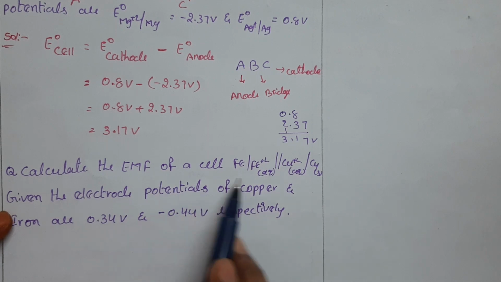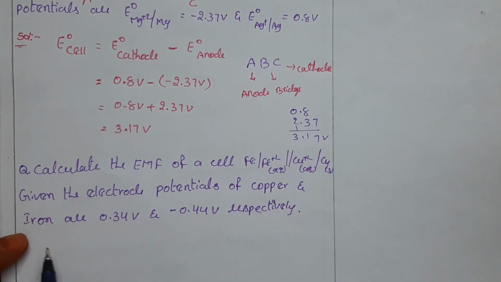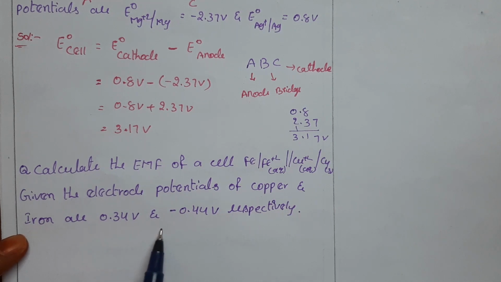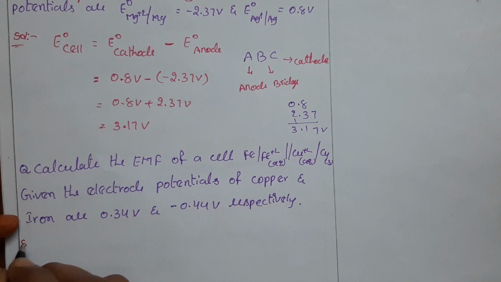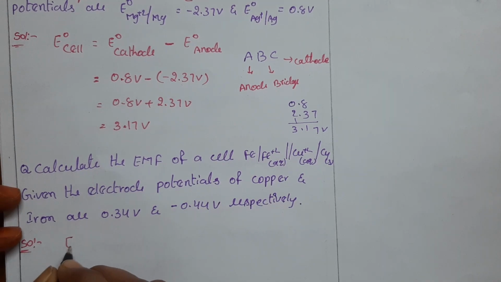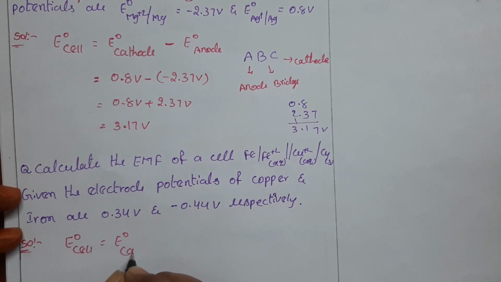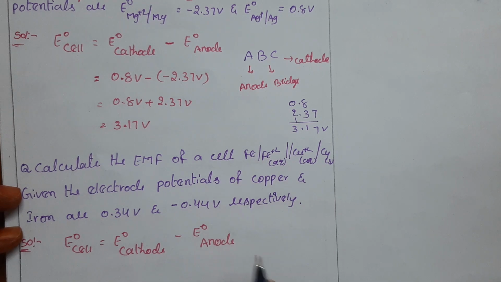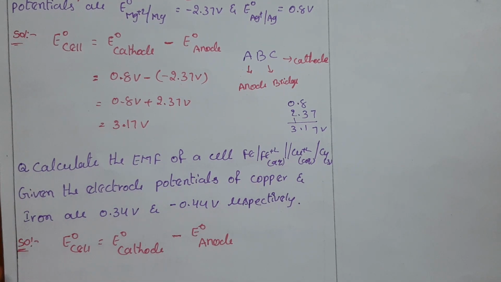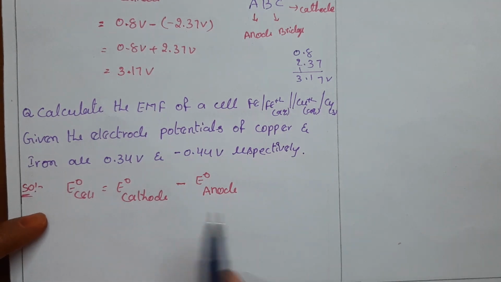Calculate the EMF of a cell, and the cell reaction is given. Given the electrode potentials of copper and iron are 0.34 volts and minus 0.44 volts respectively. To answer this question also, what is the formula we have to use? E0 cell equals E0 cathode minus E0 anode. We have to use the same formula, but in this one we have to identify the cathode and the anode.